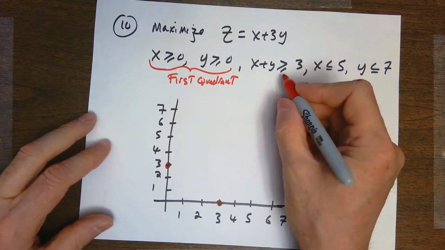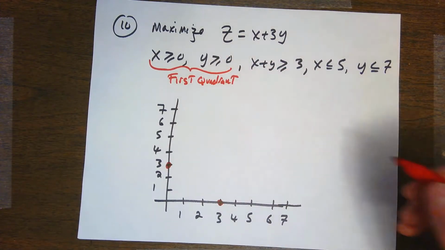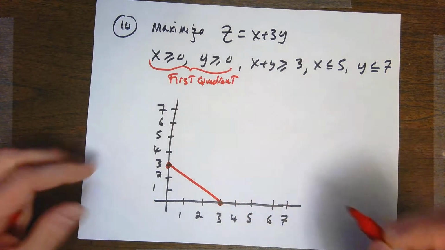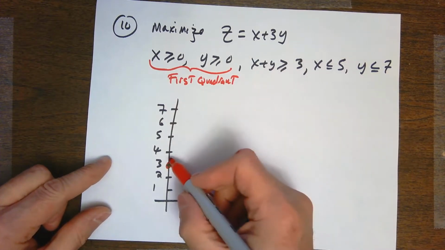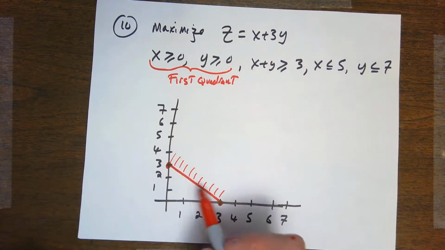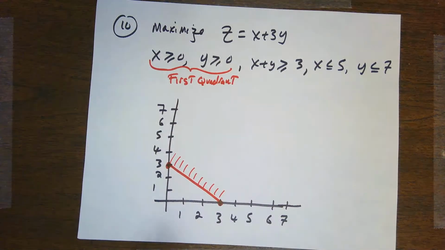Or equal to means a solid line. Oh, I wish I had a ruler. I don't know where my ruler is. Solid line. And greater than means I want to shade above. Now, I'm not going to do all of the crazy shading. I'm just going to put a little shading so I know which side of the line that I want.